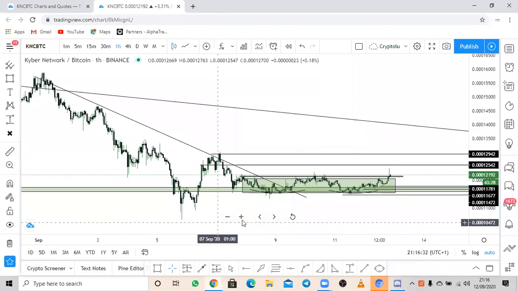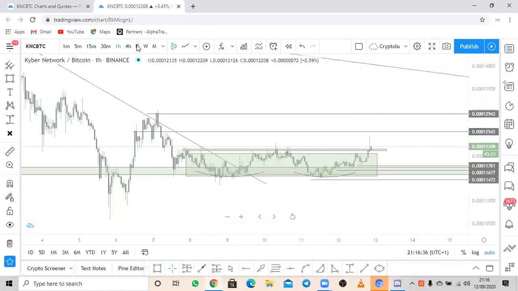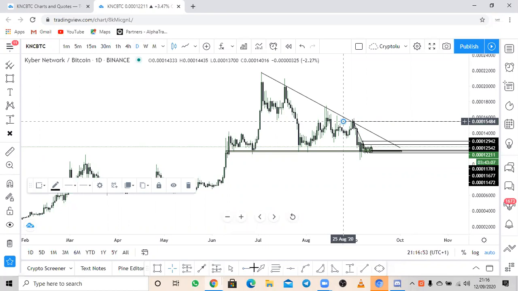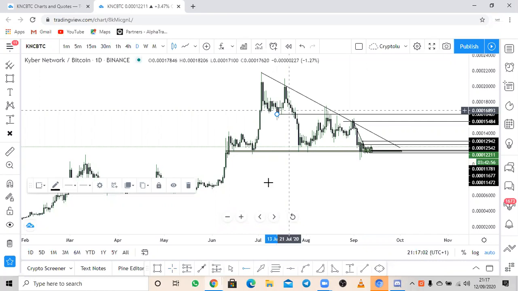Okay, so that's for KNC. For my target for KNC, my target should start from here. This is for my long-term target. It should take maybe a few days to surely get there. Okay. So this is my second target here, up to this point here.